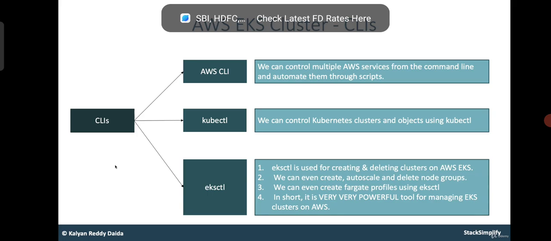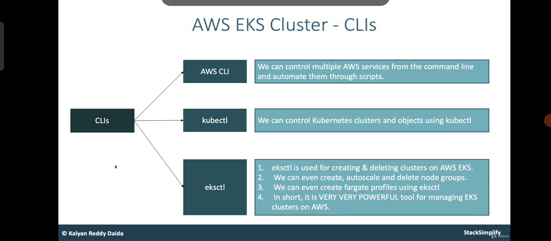Then eksctl. This is a very important and powerful tool for managing Elastic Kubernetes Service clusters. We even have the AWS management console, wherein we can create the cluster and then create the node groups. You will understand these objects in our upcoming lectures, what the cluster is and what the control plane is, all these things.